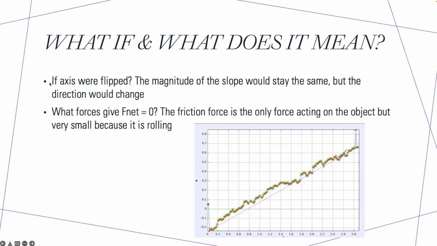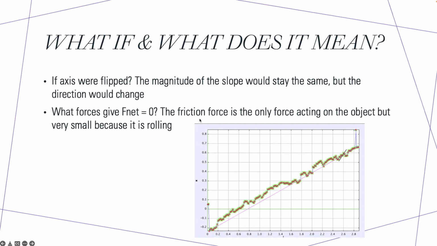So what if our axes were flipped? Well, the magnitude of the slope would stay the same, but the direction would change, meaning that our speed would stay the same and the direction would be the only thing that would change. So if our object was rolling backwards or left or right, as long as it was this graph, our speed would stay the same. And what does our net force being 0 mean?